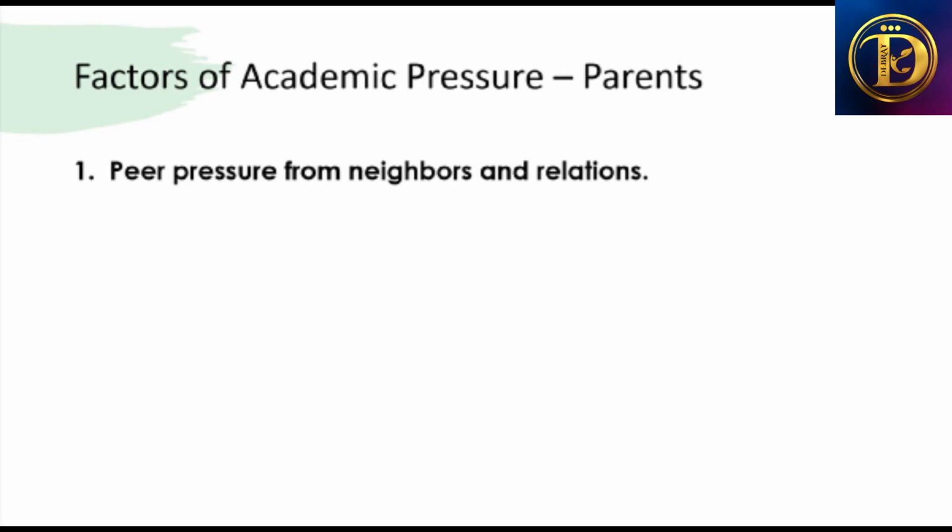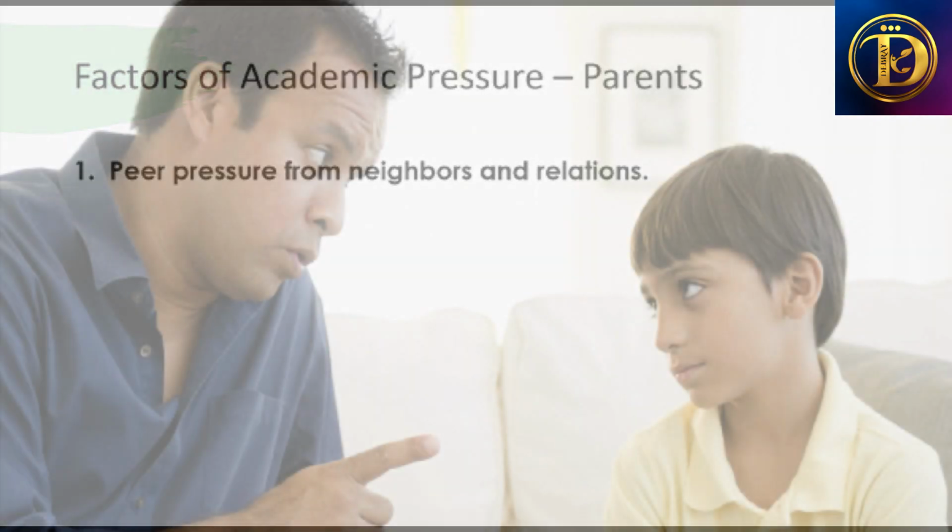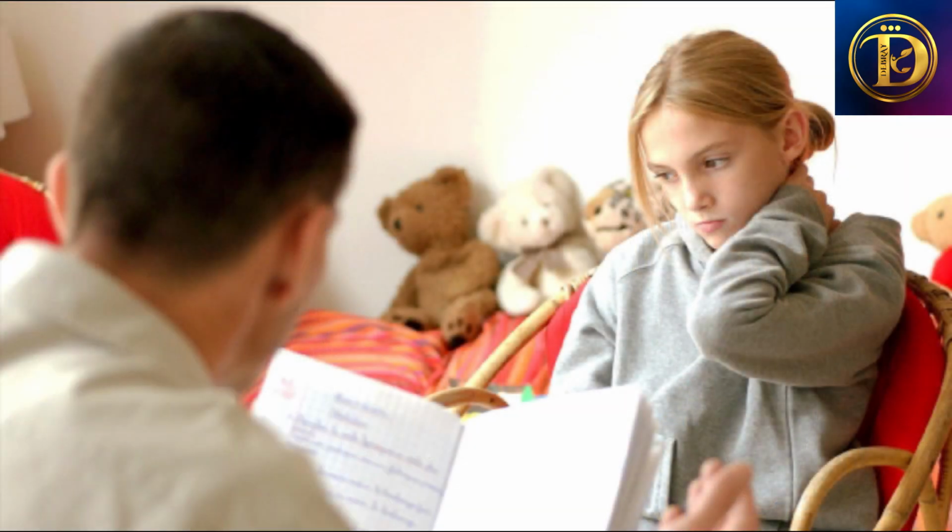Pressure from parents. Number 1. Peer pressure from neighbors and relations. People around parents ask questions about the marks of children and compare their kids' performance. Relations always weigh their status by the kids' education status. It gives big pressure on them.